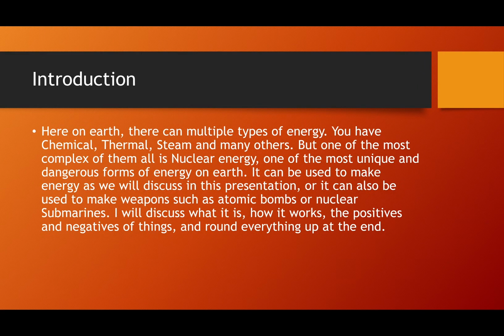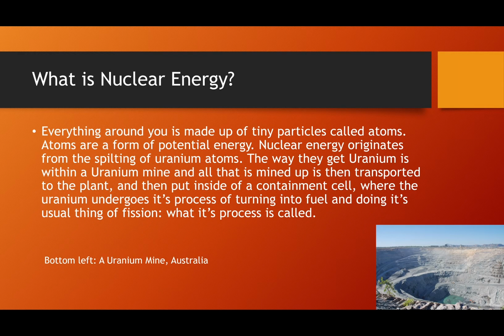So, here on Earth, there can be multiple types of different forms of energy. You have chemical, thermal, steam, and many others. But one of the most complex of them all is nuclear energy, one of the most unique and dangerous forms of energy on Earth. It can be used to make energy, as we will discuss in this presentation, or it can also be used to make weapons such as atomic bombs or nuclear submarines. I will discuss what it is, how it works, the positives and negatives of things, and round everything up at the end.